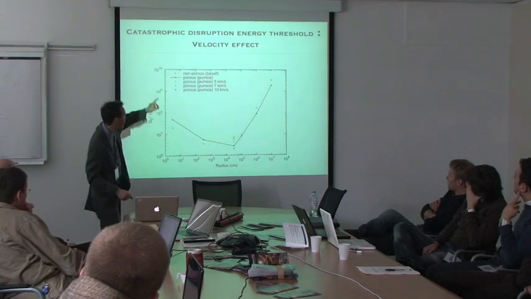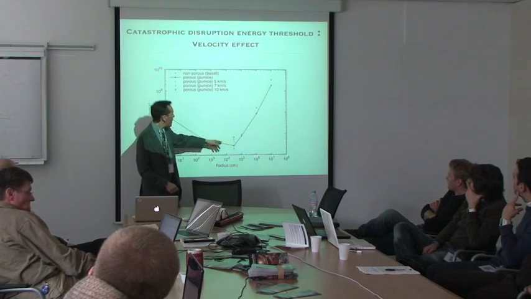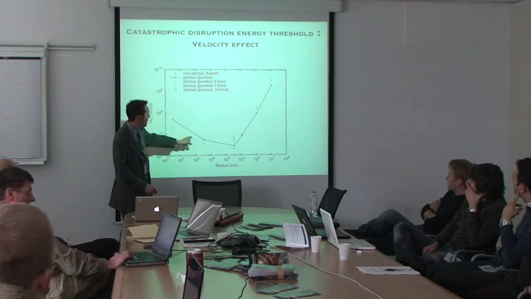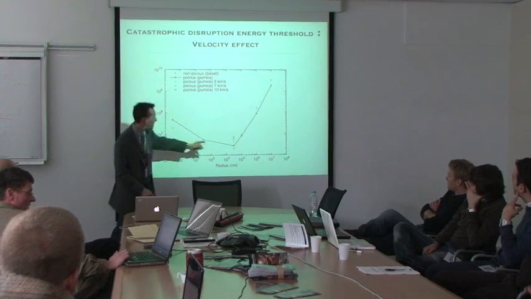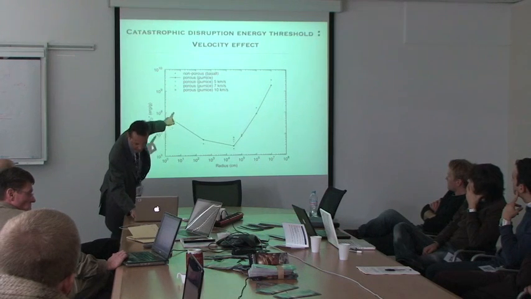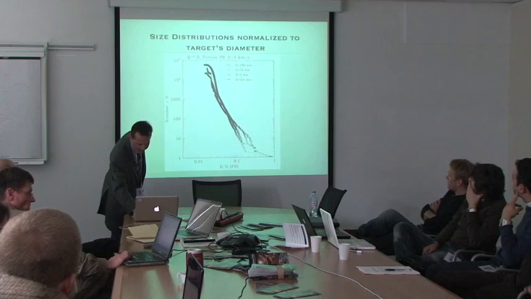These are for higher velocity, so we can also scale this Q star with velocity. And of course, the higher the velocity of the projectile, the higher the impact energy that you need to make a disruption. And this is also for pumice and basalt materials. I have a movie, but I don't have it to show you.